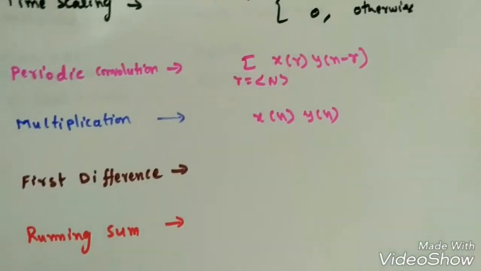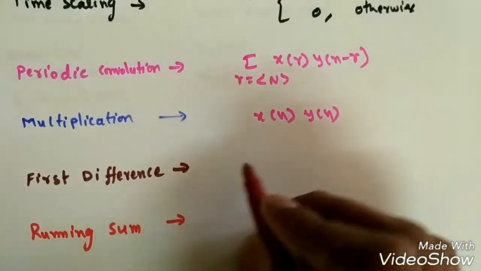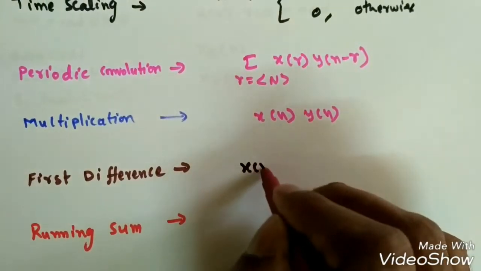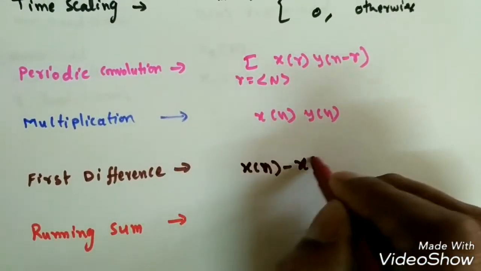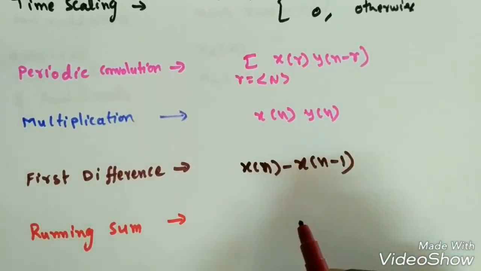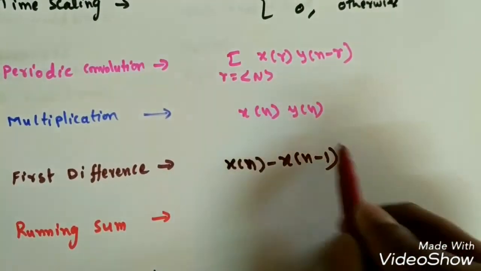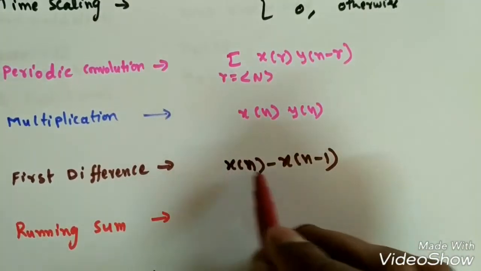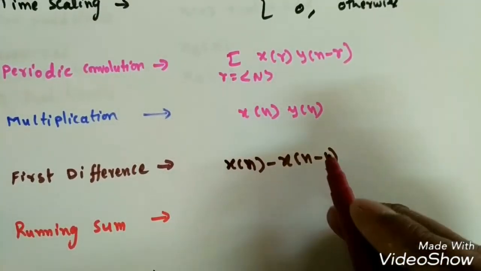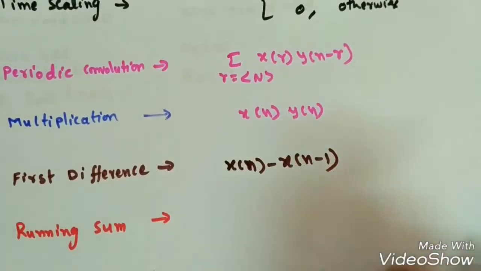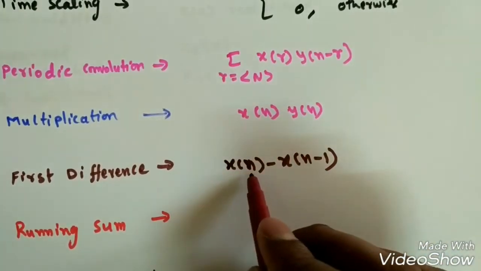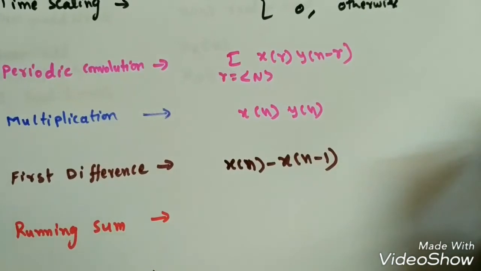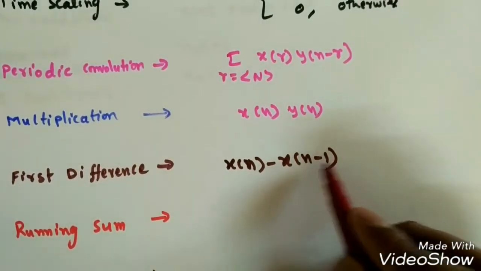Next we will see one more, that is called first difference. What does first difference mean? x of n minus x of n minus 1. In the case of continuous time, we took the differentiation d by dt of x of t. The same we do in the discrete domain as the first difference. x of n gives the Fourier coefficient ak, and n minus 1 means shifting.